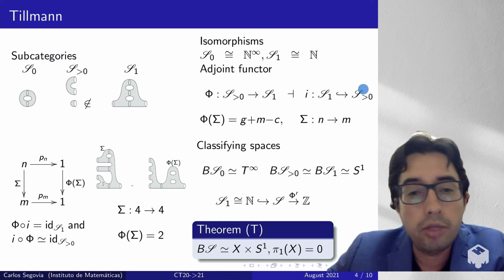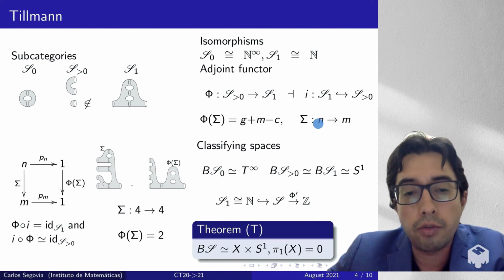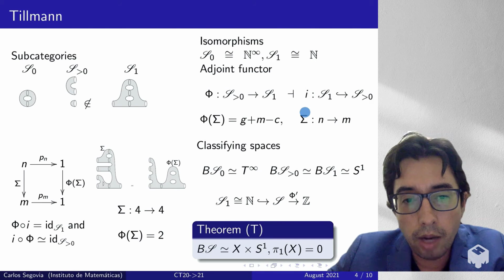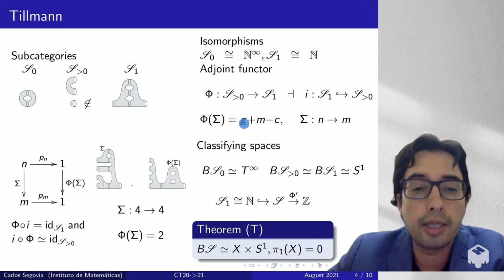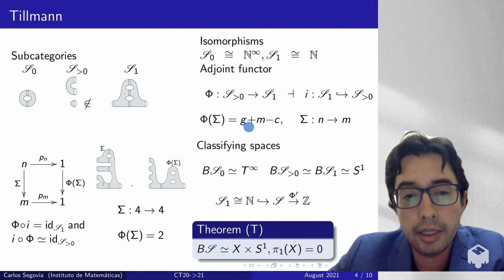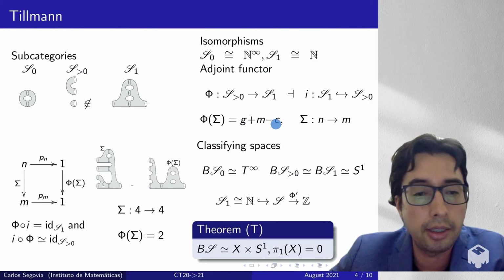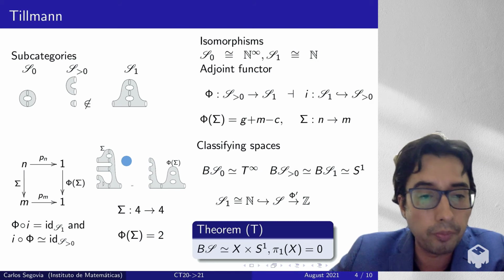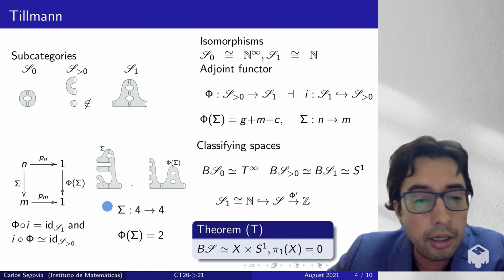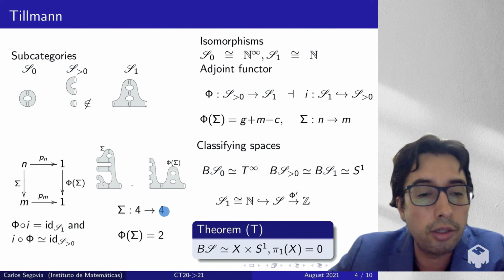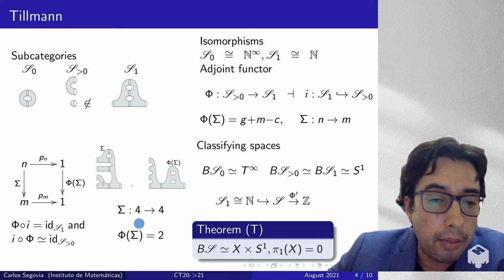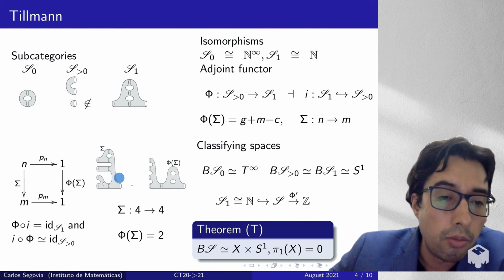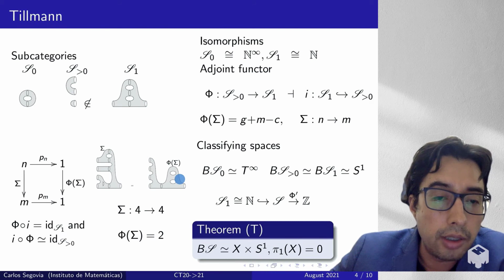S1 can be included in this big category, but we can find an adjoint functor constructed as follows. You choose a cobordism from N to M, and then you assign g plus m, where g is the genus plus the exits minus the connected components. My contribution is that this can be seen in a geometric way just by gluing on the right a pair of pants with multiple legs. For example, here for a cobordism from 4 to 4, you assign the value 2 because if you glue on the right, you count the genus and this is 2.